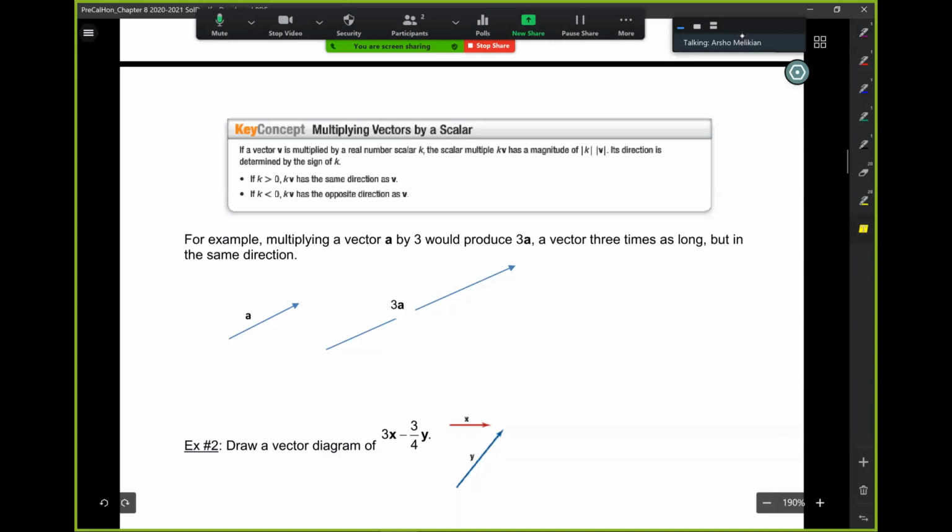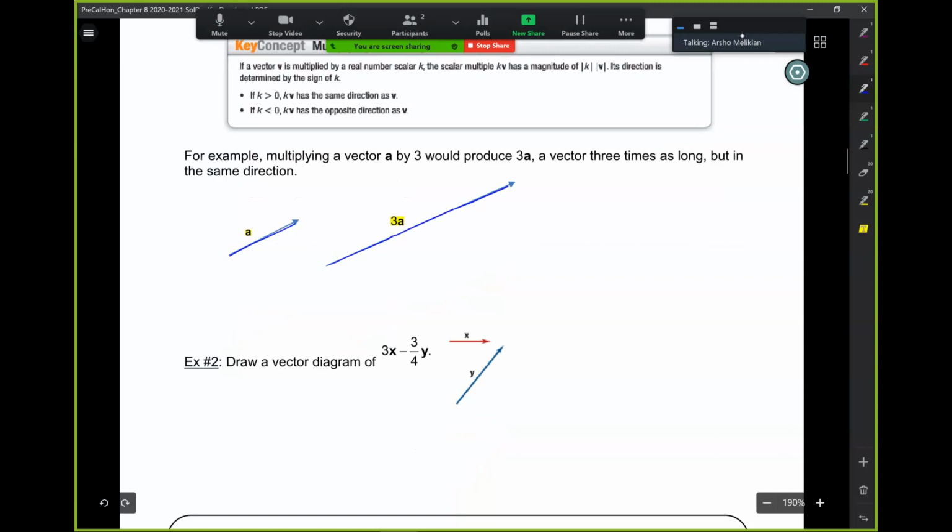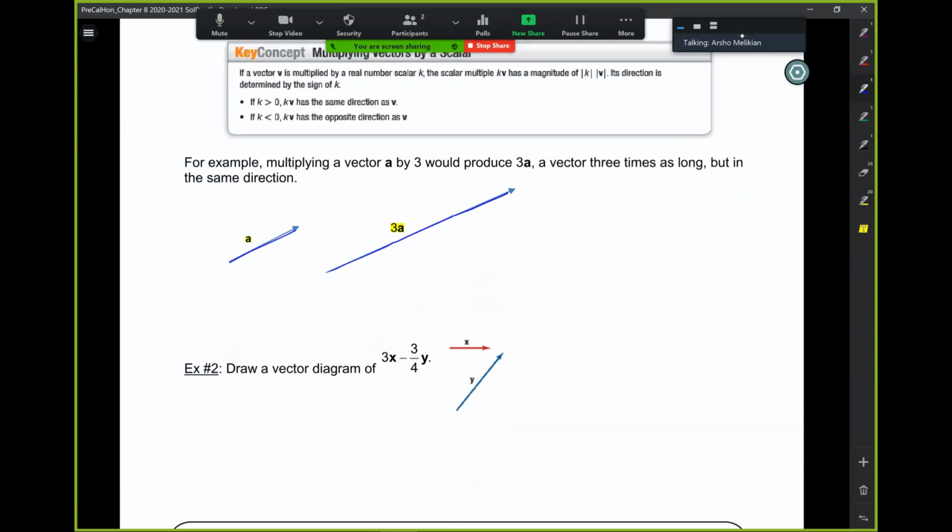Okay, multiplying a vector by a scalar. If you multiply a vector by a scalar, by a regular number, all you do is literally scale the vector. So if I have A, and I multiply it by 3, now I have 3A. You literally scale the vector, so now it's 3 times as big. It's just the number, a scalar. It is a number that scales the vector. So you'll just be given a number.